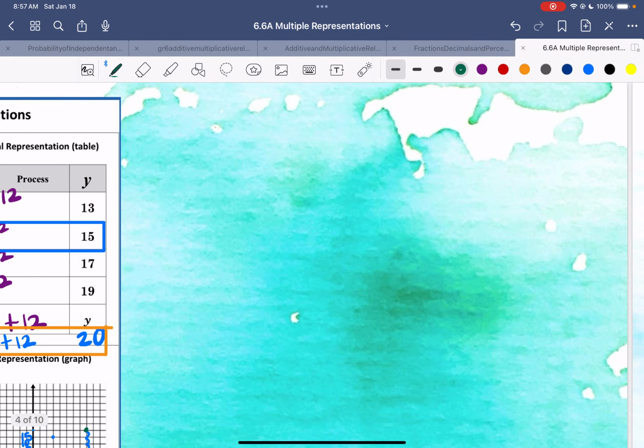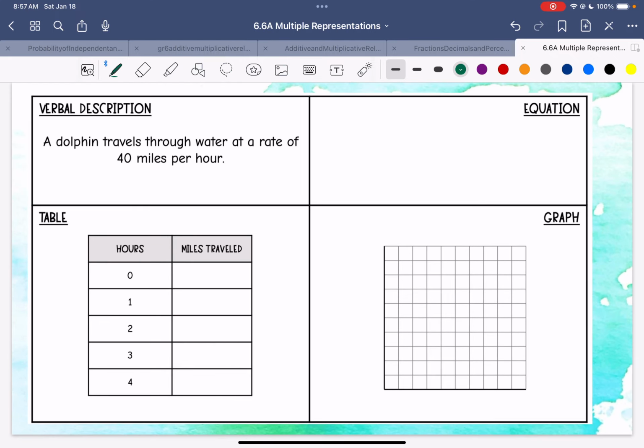Let's go on to the next one. Okay. This is probably easier to look at. A dolphin travels through water at a rate of 40 miles per hour. So per means one or each. So at 0 hours, 0 has been traveled. Now at 40, that means I'm going to times it by 40. Y would be 40 because this X, that's your hours and that's your independent value. The miles traveled depends on the hours driven. Or not driven, we're talking about a dolphin, sorry.